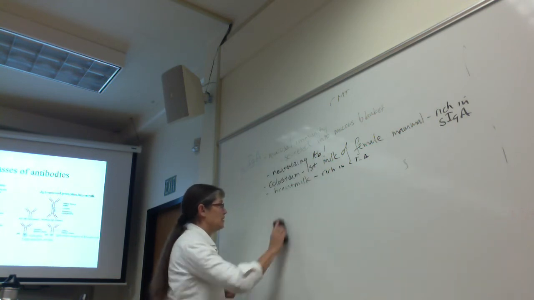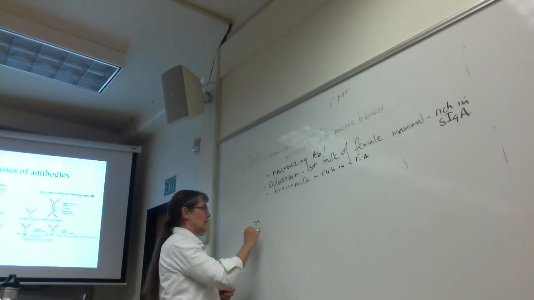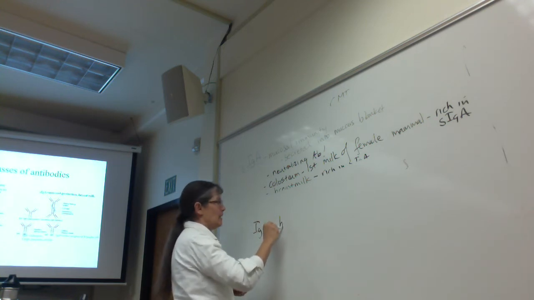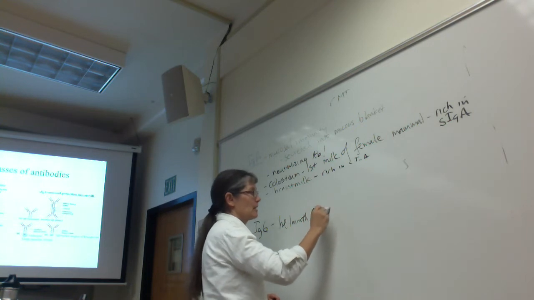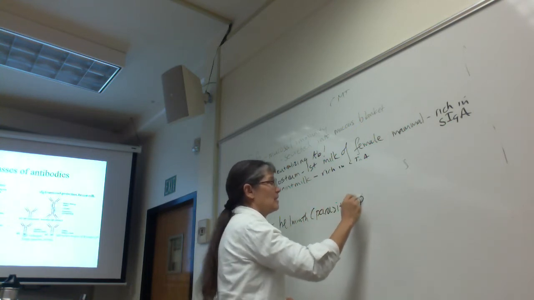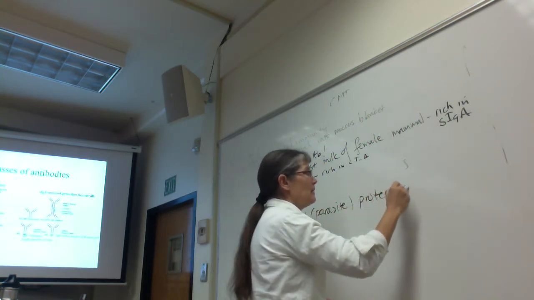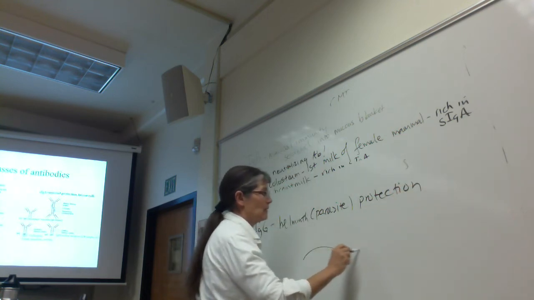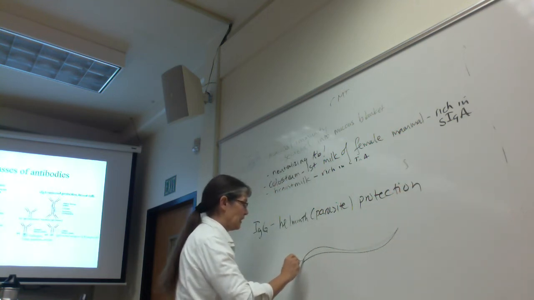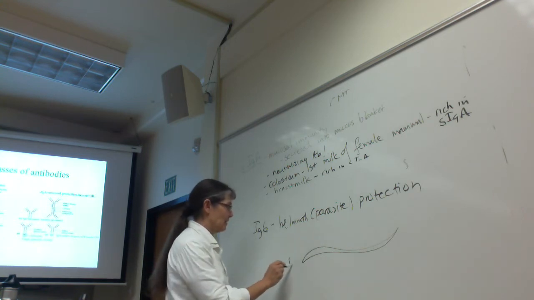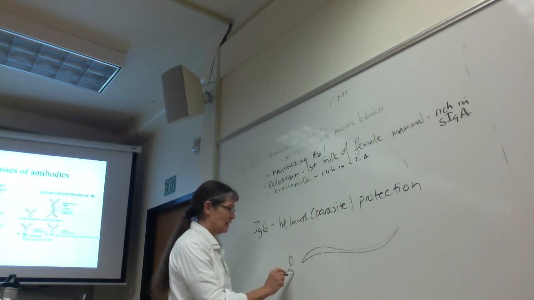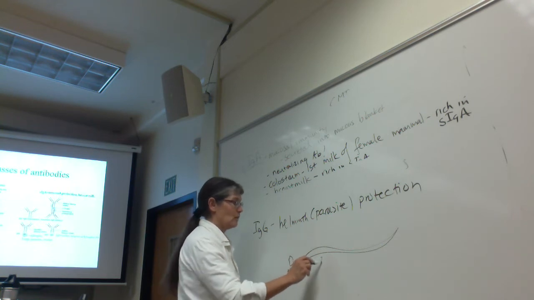So we're going to talk about IgE. IgE is like helminth parasites, large parasite protection. And it makes sense, you guys, because you have a great big multicellular worm invading you, right? And you've got this little phagocyte, maybe smaller than that. So this is a little phagocyte. And this is the worm.